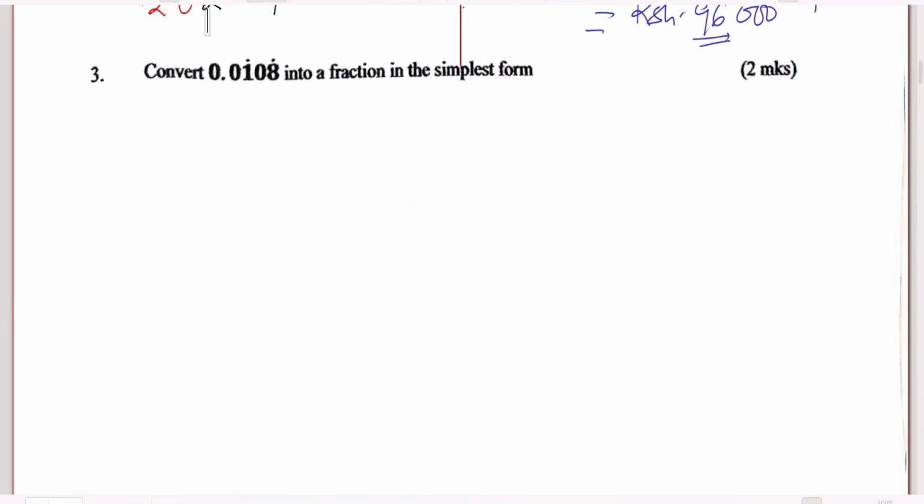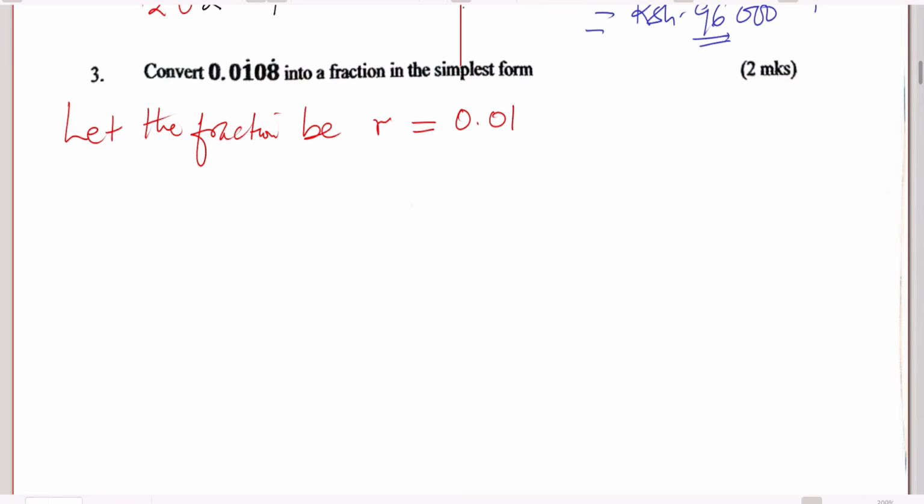Question 3. Convert 0.0108 into a fraction in the simplest form. To convert this recurring decimal to a fraction, you let the fraction be r. So r is 0.0108, and you can see that the dots are on top of 1 and 8. So the number that should be recurring is 108. So 108 is recurring, 108, and so on. So that is equation 1.